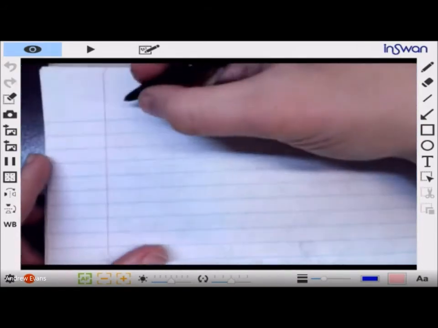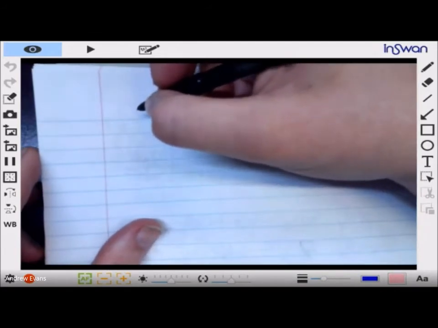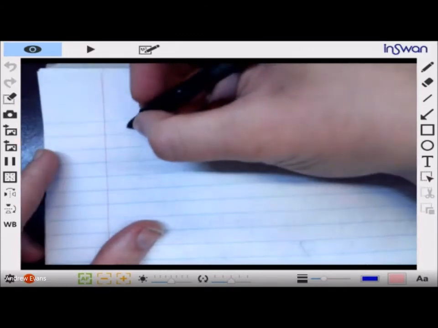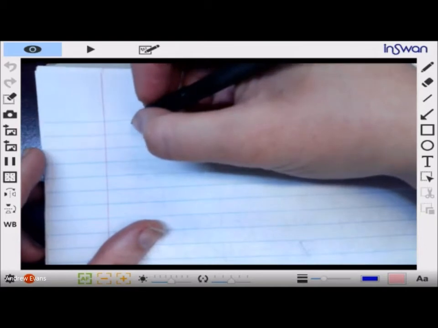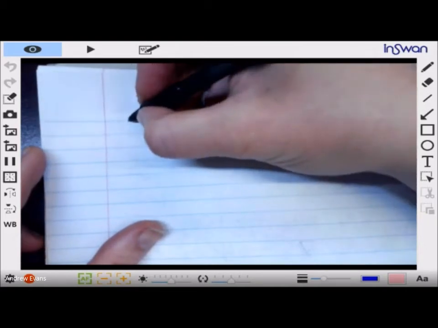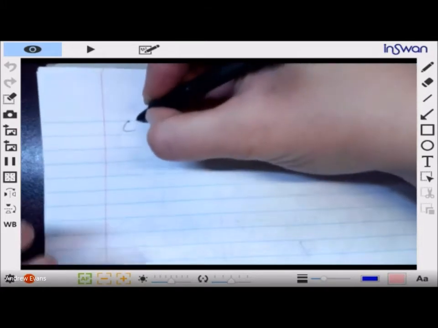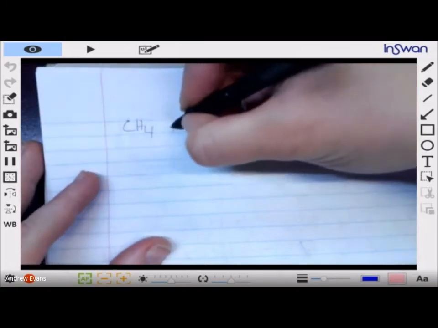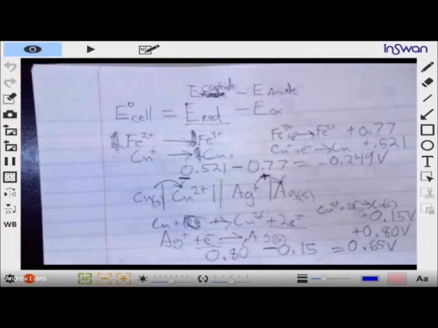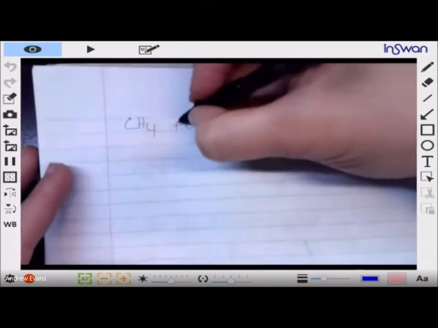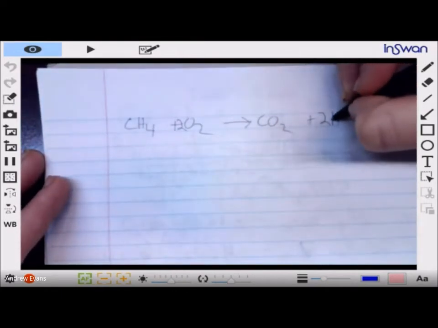So let's write a new chemical equation. We'll go back to our balanced chemical reaction of this guy. We had CH4 plus 2 oxygen goes to CO2 and 2H2O. We'll go with that.